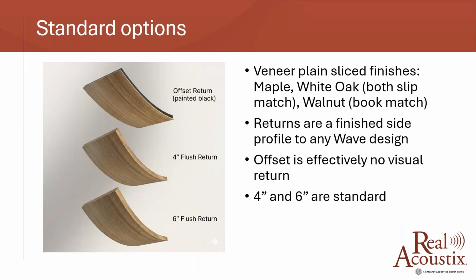Standard finishes for these reflectors are available in our three most common: walnut, maple, and white oak. Just note that walnut is book matched as opposed to the slip match offered in the other two. We can supply any grain pattern in custom order scenarios. Additionally, the sides of the wave series can be finished with a return that hides much of the hardware, fiberglass, or any other items being mounted behind. 6 and 4-inch is the standard, but again, custom is always available.